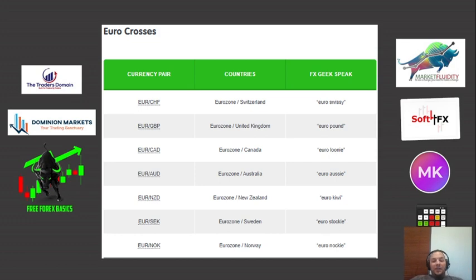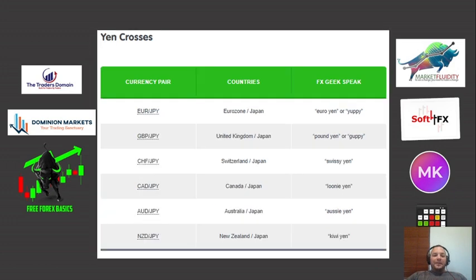So, if we take a look here, these are your Euro crosses. Now guys, I don't want to bore you too much, so I'll tell you what you do. In this instance, read on the left column the currency pair, read the countries to the right of that, take a look, maybe push pause on the video and move on when you're ready. Okay, same thing on this slide. You'll see the different pairs.